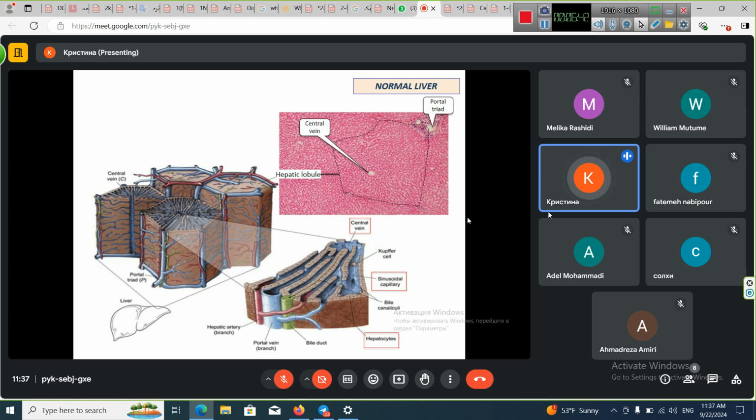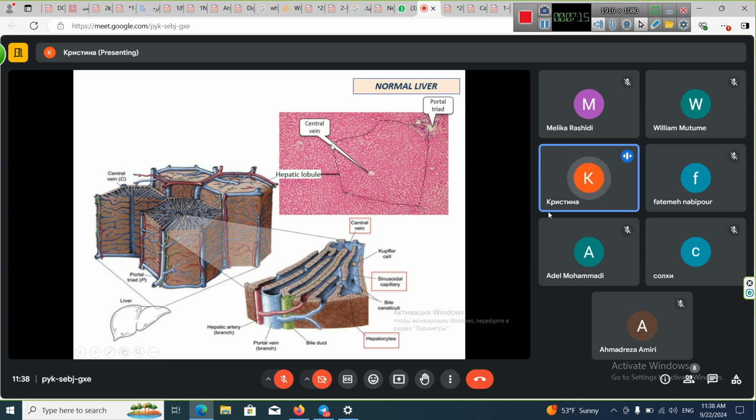In normal liver, what we see is that it is composed of so-called lobules. This hexagonal structure, hexa means six angles, is called hepatic lobule. All the liver is composed of such lobules. Every lobule has a central vein in the center. This is what we see if we make the section like this. We see this surface. In the center, we see the central vein.